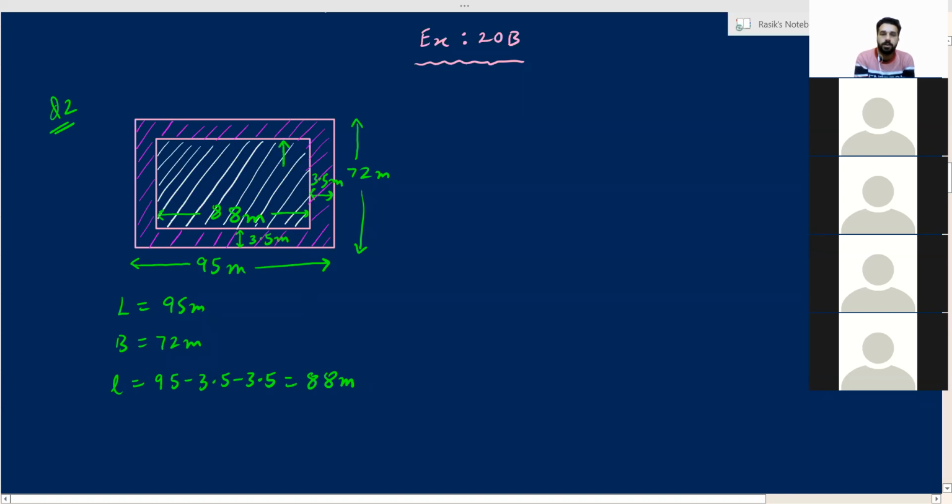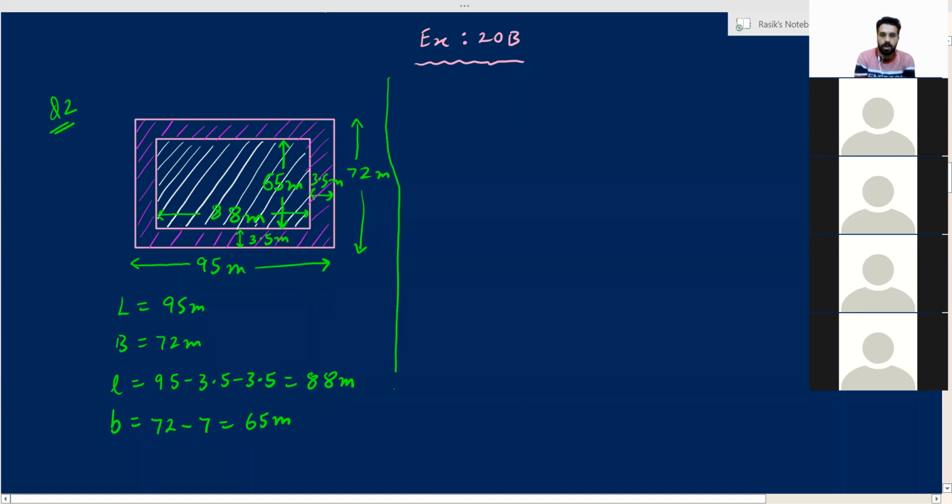What is the breadth of the inner rectangle? 72 minus, again you can subtract 7. Absolutely right, 65 meters. 65 meter is the breadth of the inner rectangle.